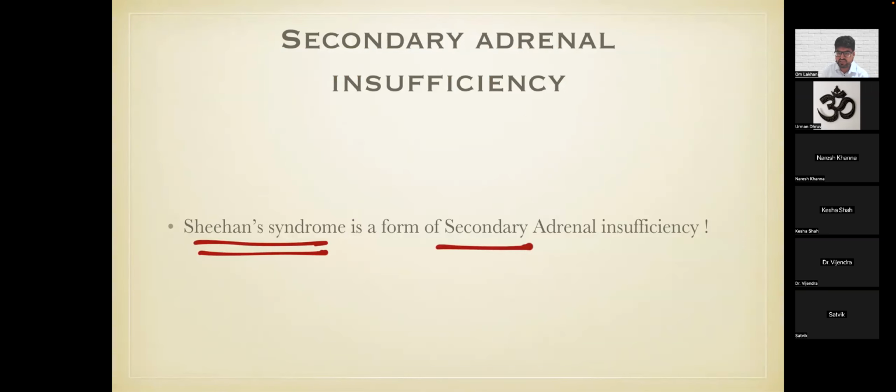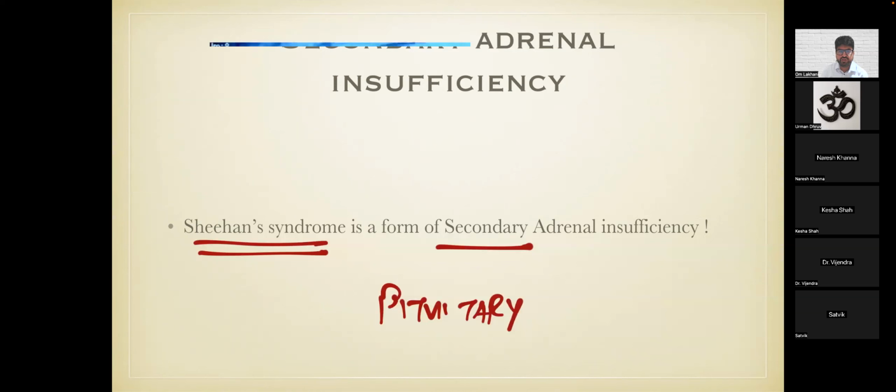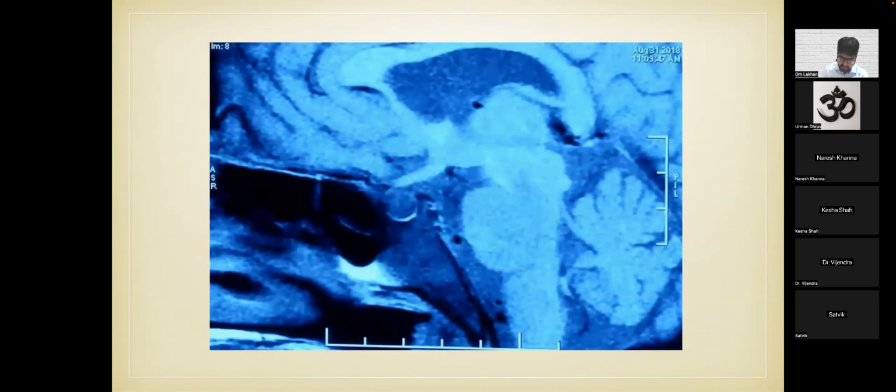So secondary adrenal insufficiency, as we said, the problem lies at the pituitary gland. So this patient had a secondary adrenal insufficiency with the disease at the pituitary gland. If you see this patient's MRI, what you can see here is an empty sella. The pituitary gland, which should be here, is missing.